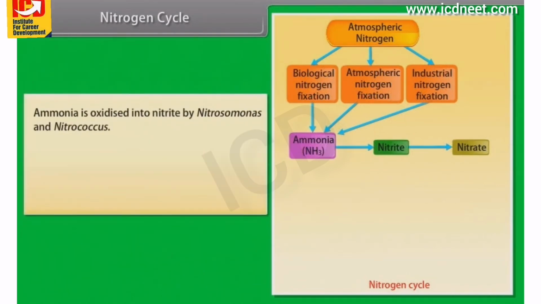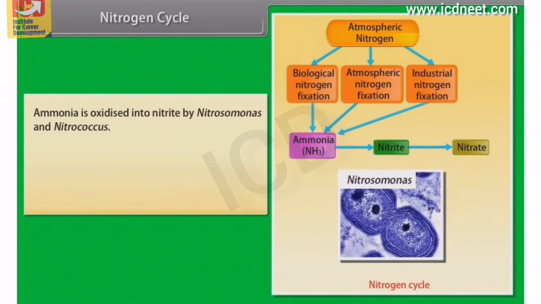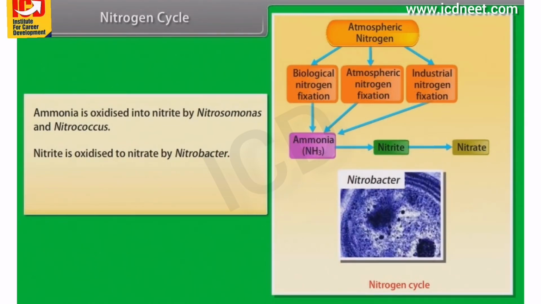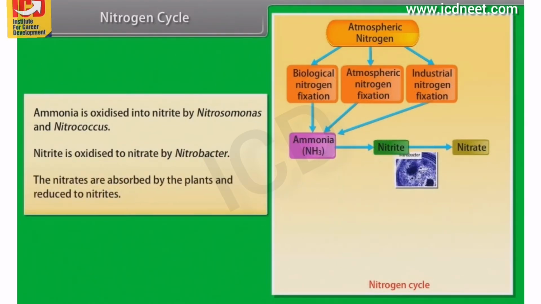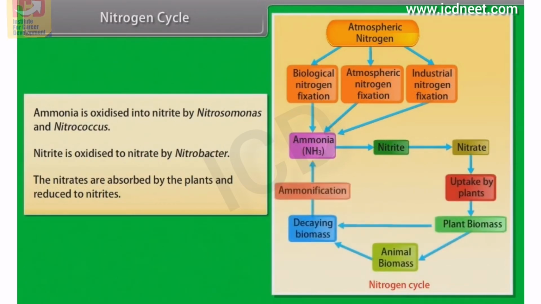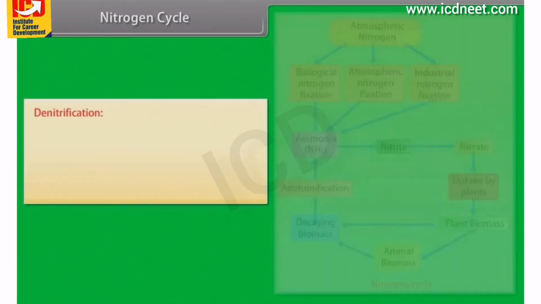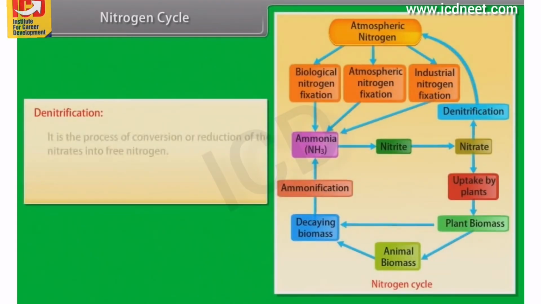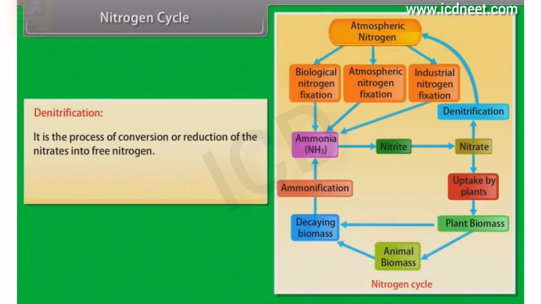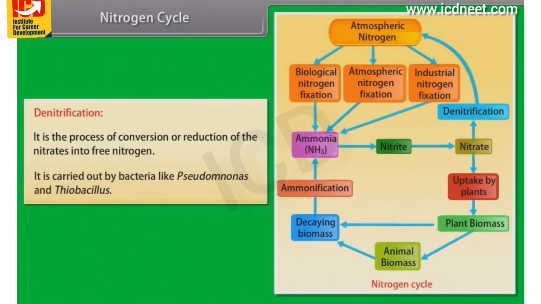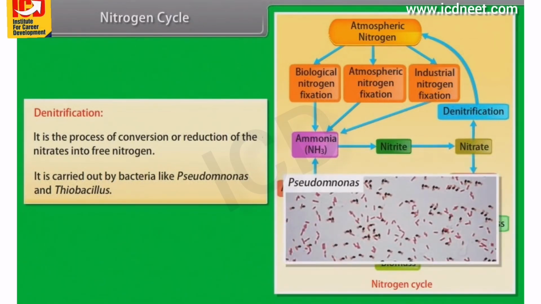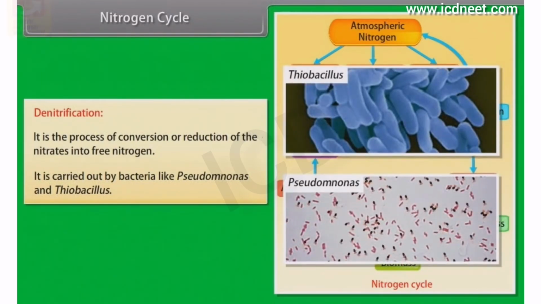Ammonia is oxidized into nitrite by Nitrosomonas and Nitrococcus. Nitrite is oxidized to nitrate by Nitrobacter. The nitrates are absorbed by the plants and reduced to nitrites. Denitrification. It is the process of reduction of the nitrates into free nitrogen. It is carried out by bacteria like Pseudomonas and Thiobacillus.